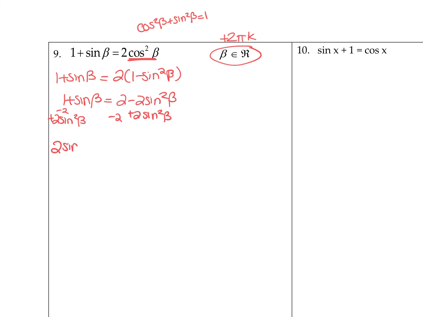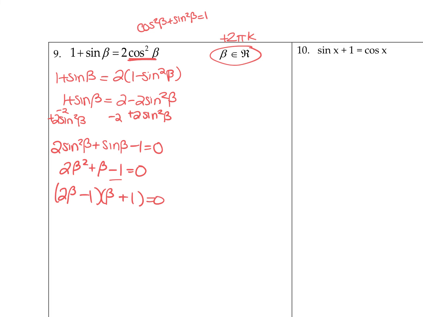So I'm going to have 2 sine squared plus sine, and then 2 minus 1 is minus 1. So this is really 2, let's call it b squared plus b minus 1. So this will factor into 2b and b, and it's got to multiply to negative 1 but add to 1. So positive 1, negative 1. So I'm going to end up with 2 sine minus 1 and sine plus 1. So sine is 1/2 and sine is negative 1.